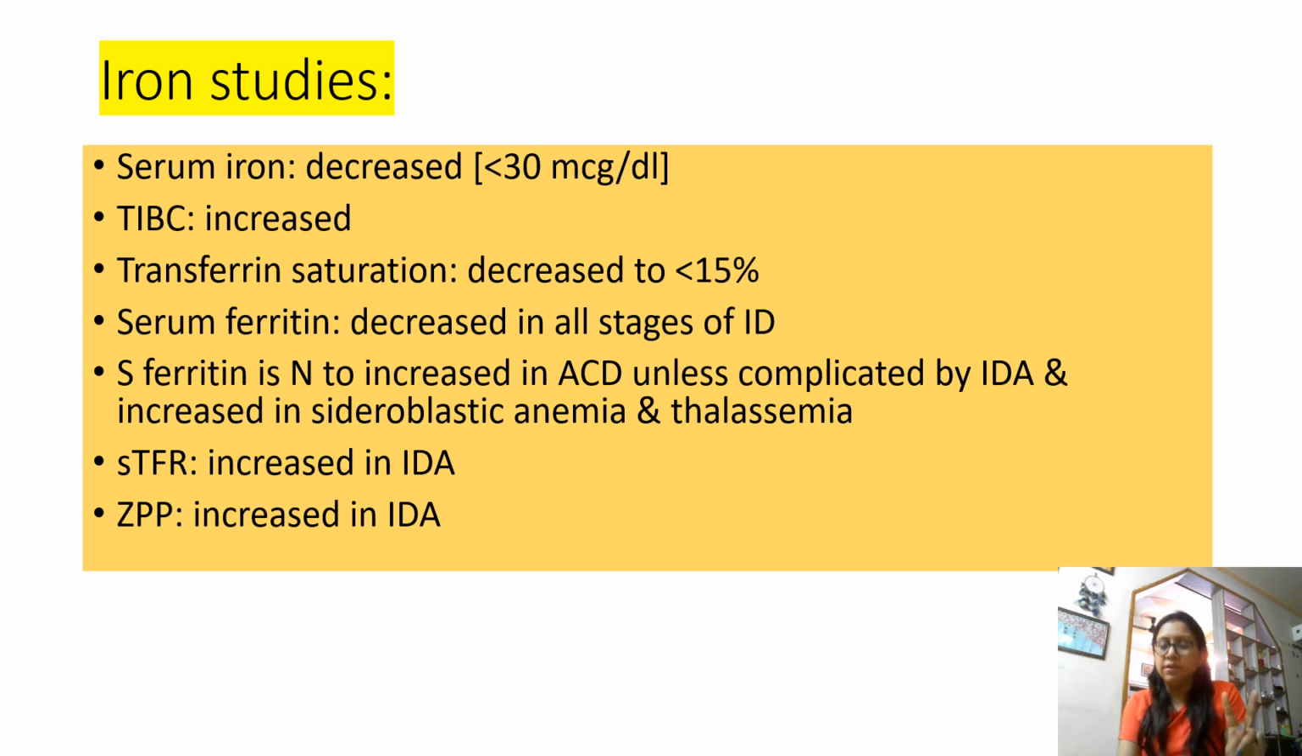Serum ferritin, it is an important parameter to distinguish iron deficiency from anemia of chronic disease and other anemia where you have microcytic hypochromic picture. So in anemia of chronic disease it may increase, and it is also increased in your sideroblastic anemia and thalassemia. Then soluble transferrin receptors and zinc protoporphyrin levels are increased in IDA.